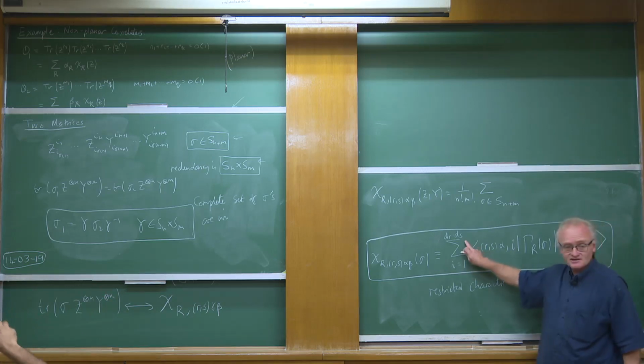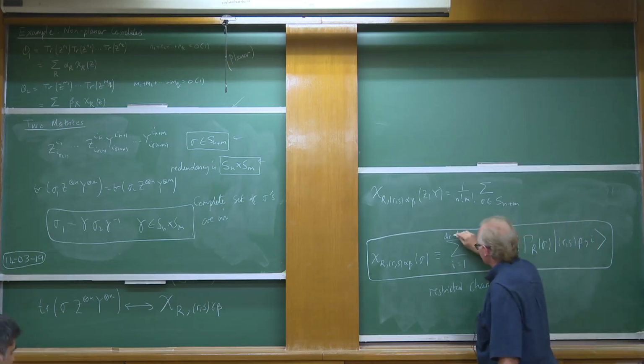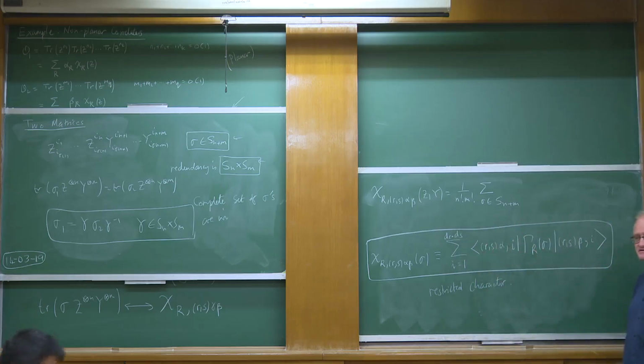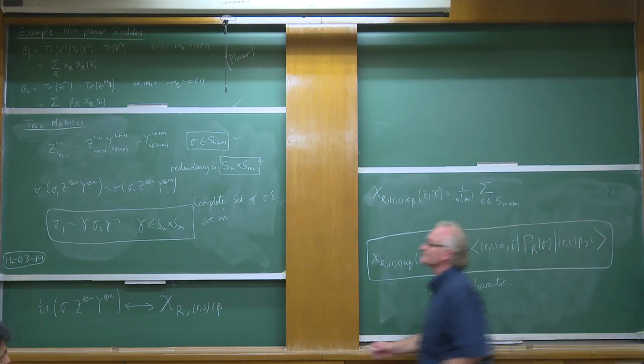Oh, why is it dr times ds? Oh, it's times. Yes. Sorry. No, yeah, times. Sorry. What you said, where is alpha and beta? Alpha and beta are the degeneracy labels.